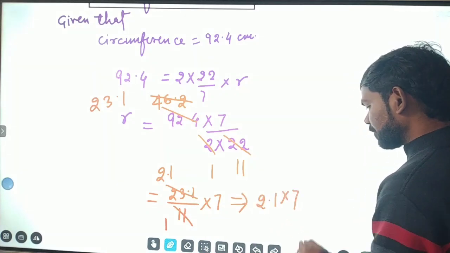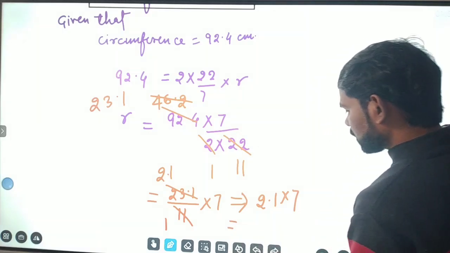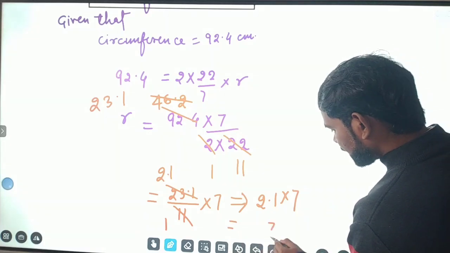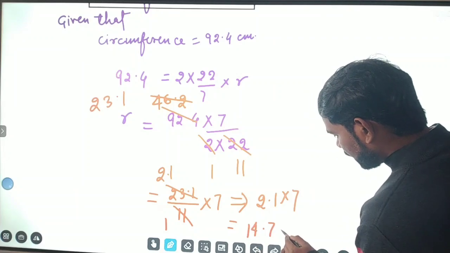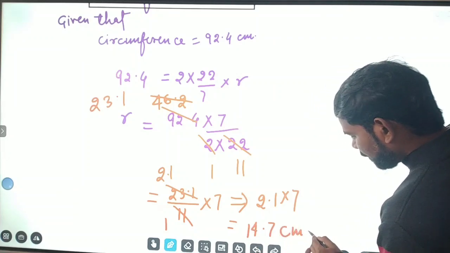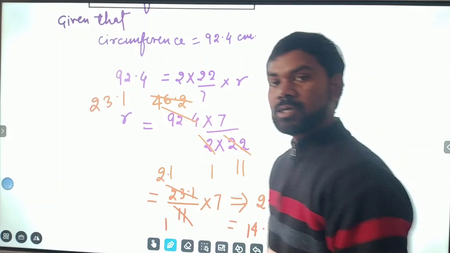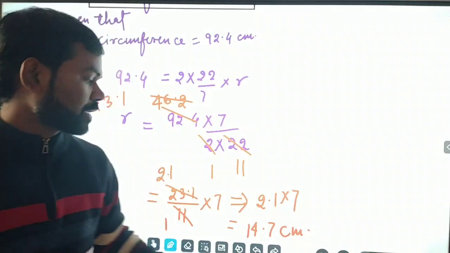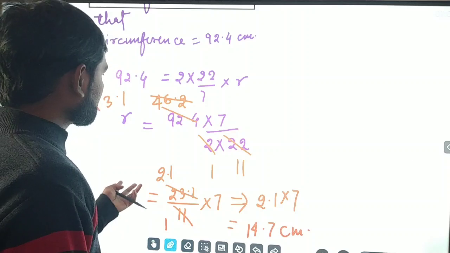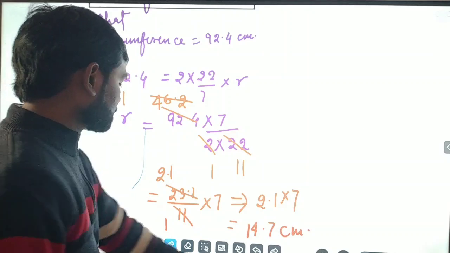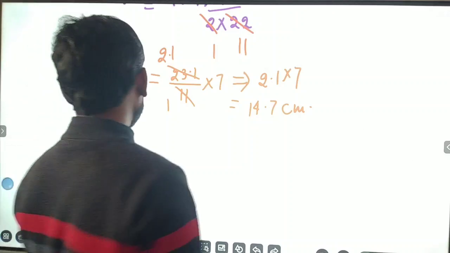2.1 into 7, which gives the product as 7 1s are 7 and 7 2s are 14. So that 14.7 centimeter is the radius of circle. So student, this is the radius of circle. The next question is we have to find out its diameter.